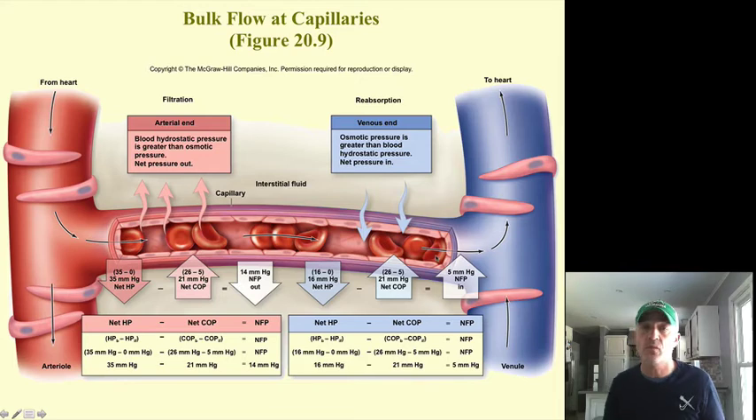What this means is that the actual flow of water at the venule end favors going back in. One of the things I do want to point out is that the net flow at the arterial end is much higher than the net flow going back in at the venule end.